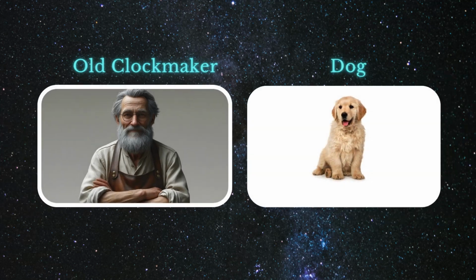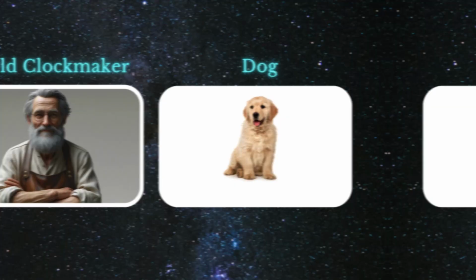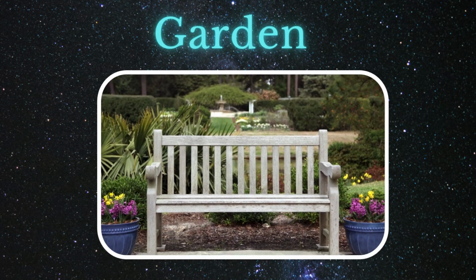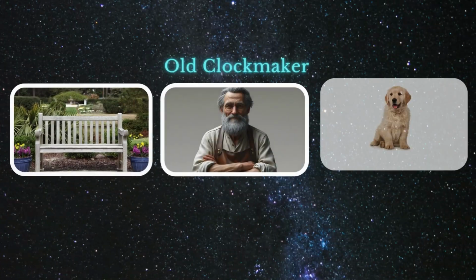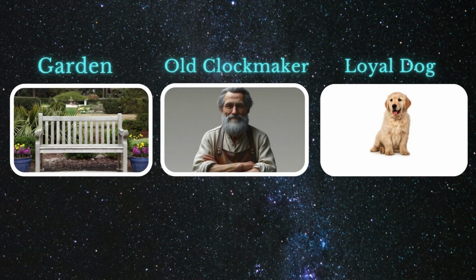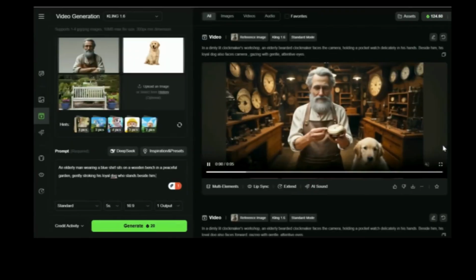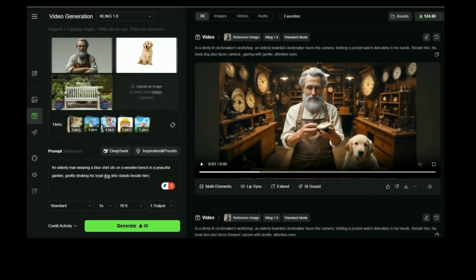For the final video, we kept both the old man and the dog the same to maintain consistency. But this time, we changed the background to a garden bench and changed the old man's shirt. Same characters, new environment. Tip: you can change outfits and backgrounds while keeping the core identity.